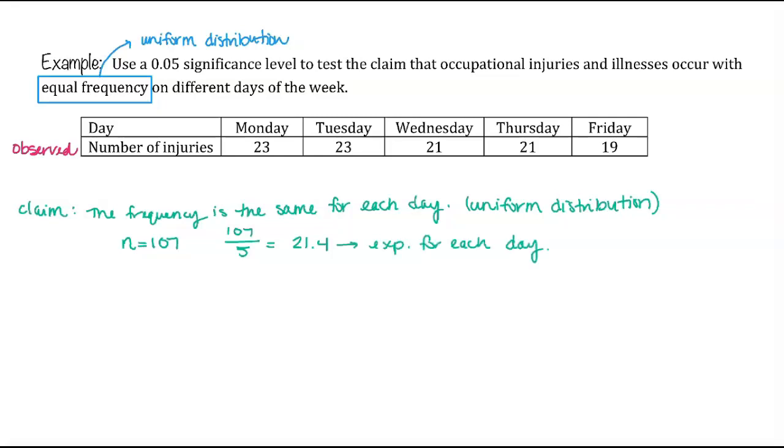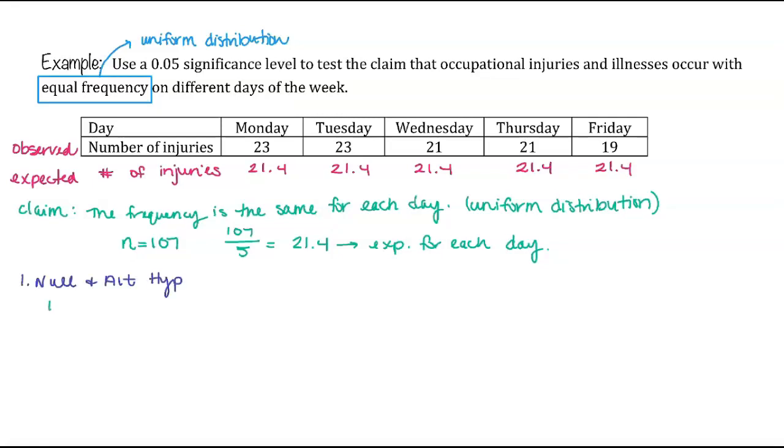Let's add the expected values as another row in the table. We expect there to be 21.4 injuries on each day if this does conform to the claimed distribution. Just taking a look at the observed values and the expected values, they aren't that far apart. The goodness of fit test will tell us if they are different enough to say that this is not a uniform distribution. So let's get started with the null and alternative hypotheses.